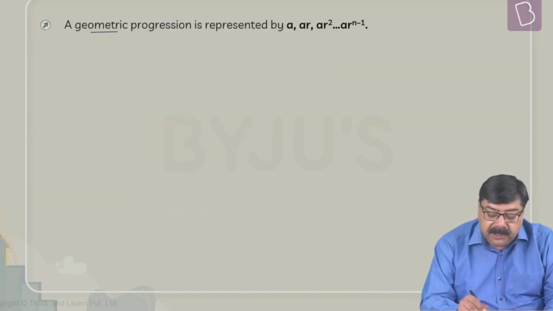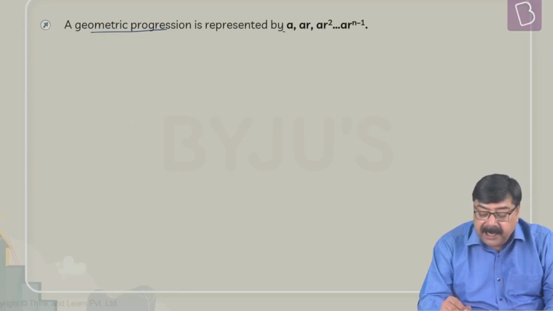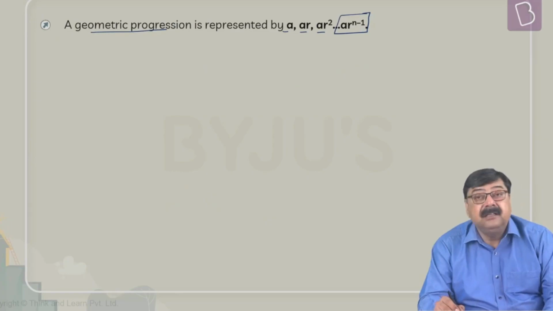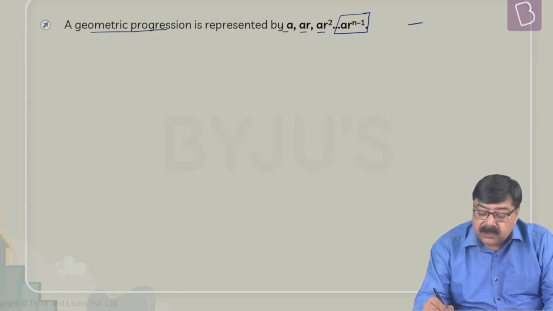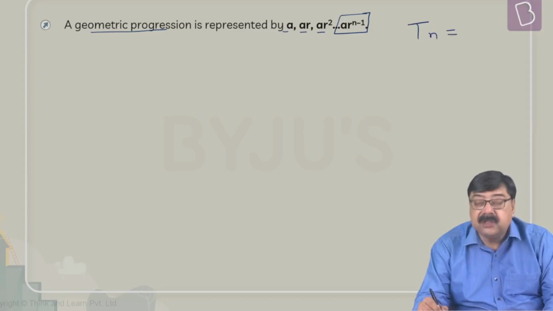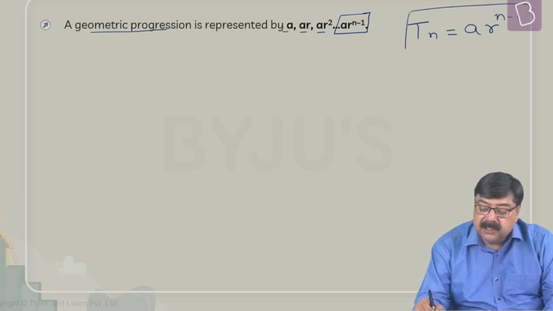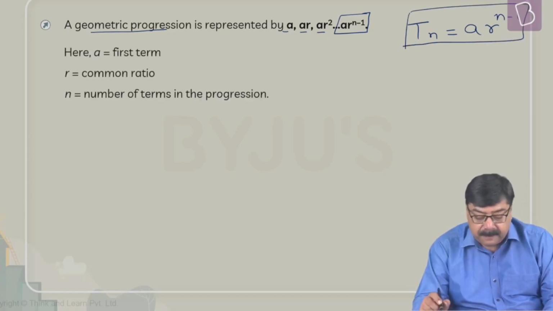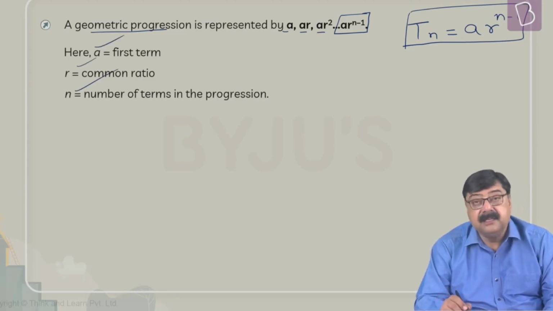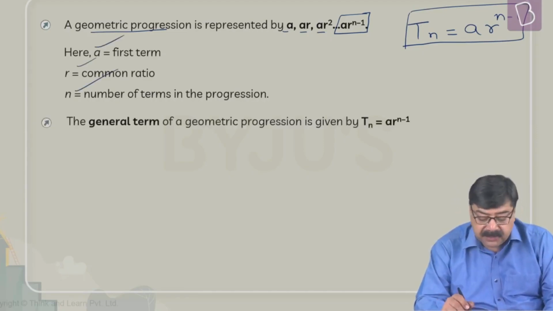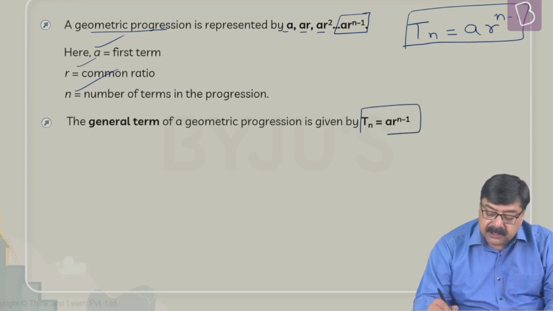Now a geometric progression is represented by a, ar, ar square, and the nth term is represented by ar raised to n minus 1. So the nth term in case of a geometric progression shall be represented by ar raised to n minus 1, where a is the first term, r is the common ratio, and n is the number of terms in the progression. So this is the general term.